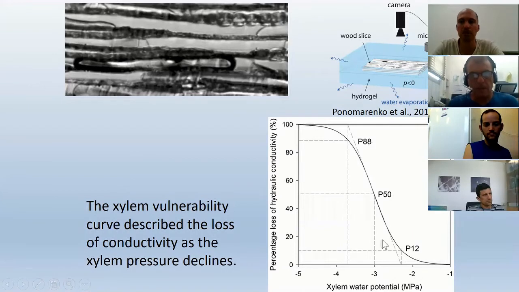So it's the xylem vulnerability curve, and it describes the loss of conductivity as a function of the xylem water potential. You can see that as the water potential goes down, at 2.3 megapascal, for this specific example, we have a 12% loss of conductivity. It's what we call P12. At 3 megapascal, we have 50% loss of conductivity. It's what we call P50. I'm using these terms because I'm going to use them a lot.